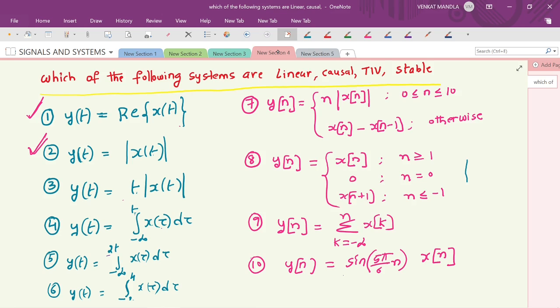Next question, 4, 5 and 6. I will explain the linearity condition for one problem in 4, 5 and 6, and this is applicable to all these problems. Okay? Because there is an integration, right? Integration is involved here. So integration is a linear operator. Okay, so I will prove it.